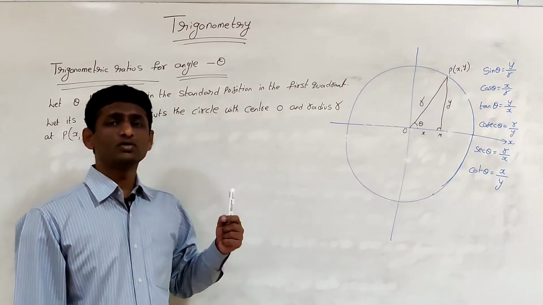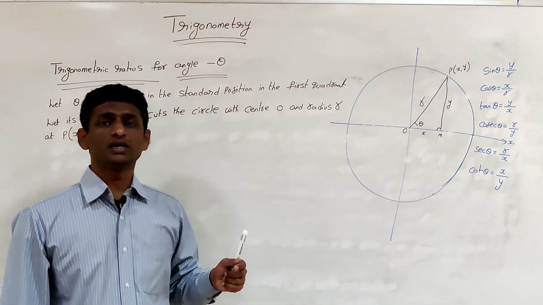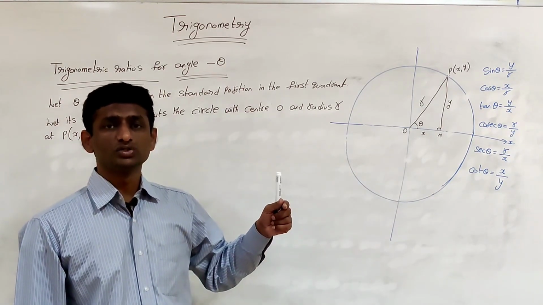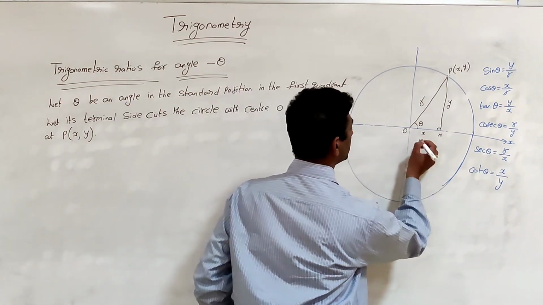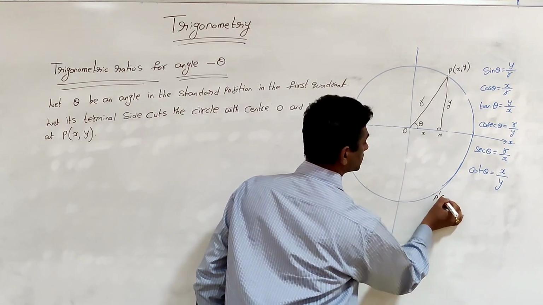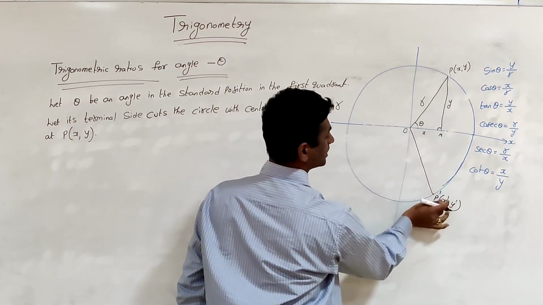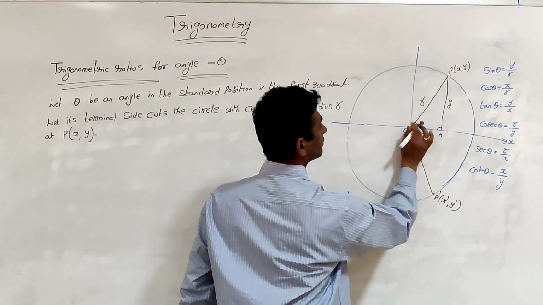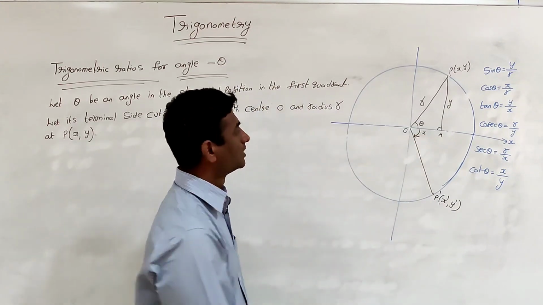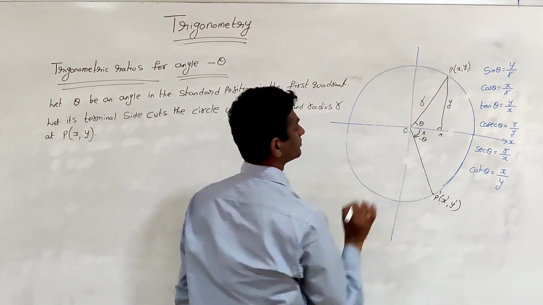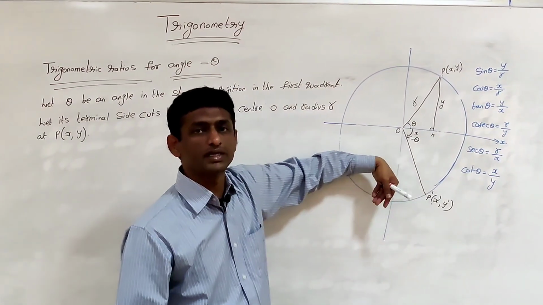Now we have to go for trigonometric ratios for minus theta. Minus theta means the angle should rotate in the clockwise direction. So assume that P dash (x dash, y dash) is a point, which is the terminal ray. This is our initial ray, and if this angle moves in this direction, it gives minus theta. It means the terminal ray is in the clockwise direction.